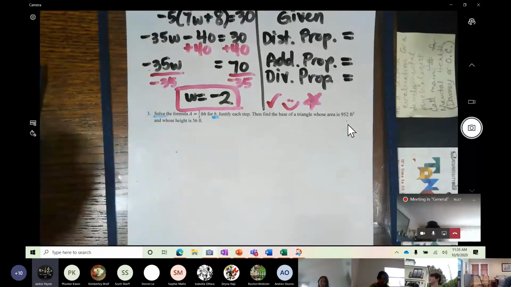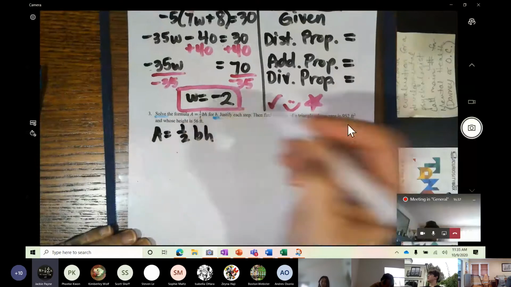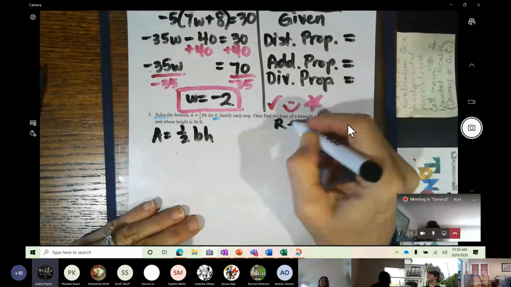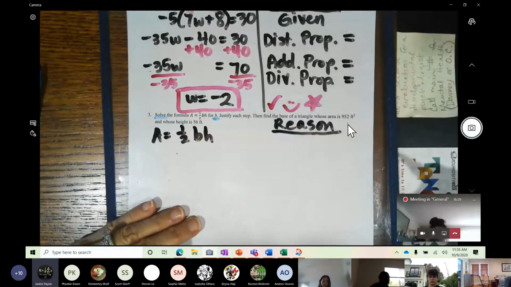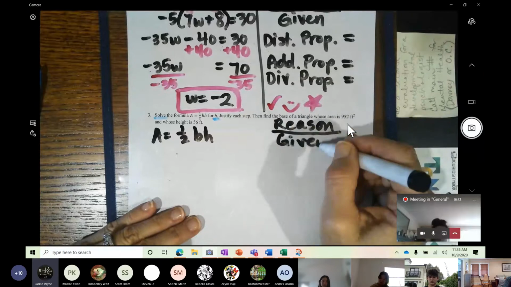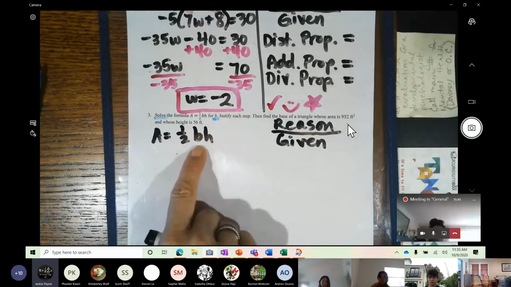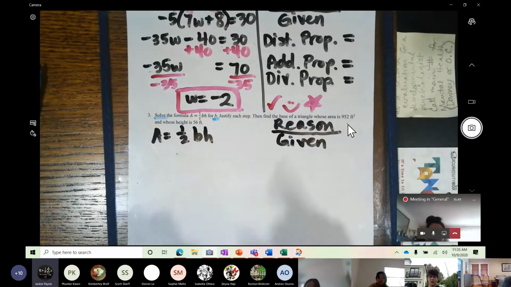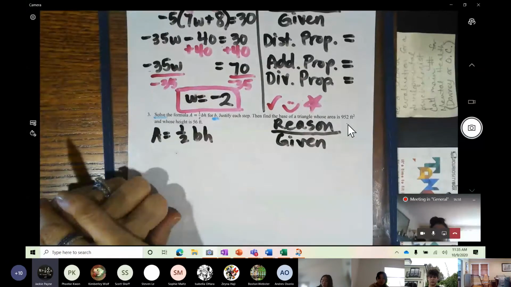So if I start with A equals 1/2 BH, my first reason is always given. That's my problem. But what am I going to do to get B alone? What's one thing you could do? There's 2 things you can do. I either have to get rid of the half or the H. Well, both eventually. Pick one.